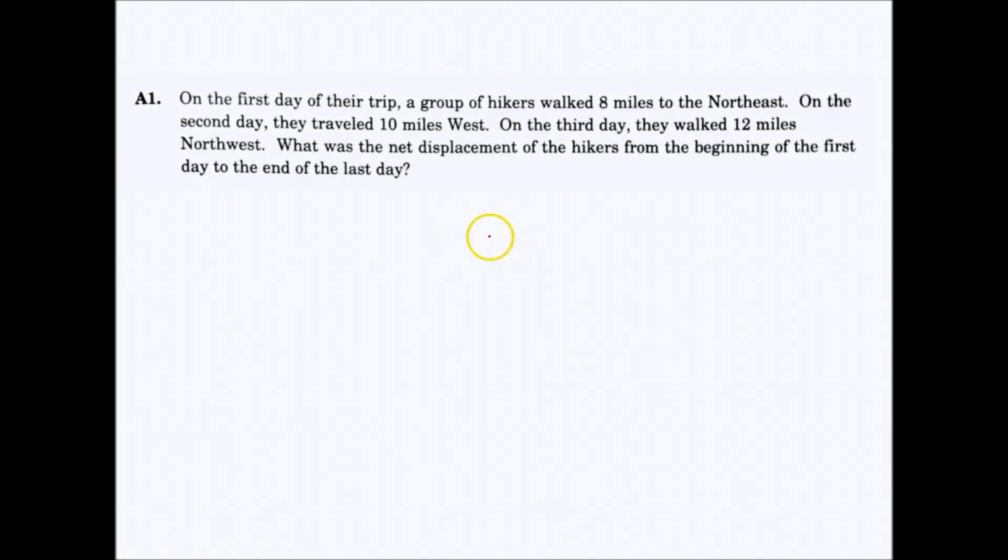Okay, let's look at an example. I think that'll be helpful. Okay, just orienting you. Okay, hiking trip. So this is probably one of the good ways to see how the tip-to-tail method works because it involves displacement vectors. Group of hikers walks on a 3-day trip.